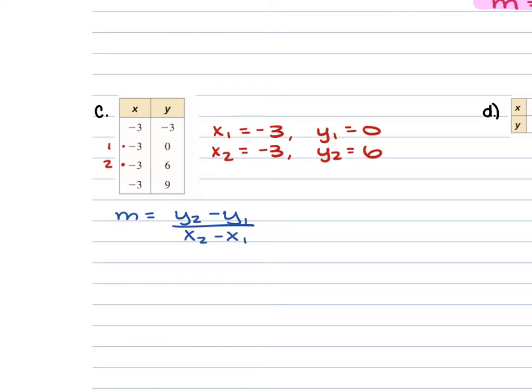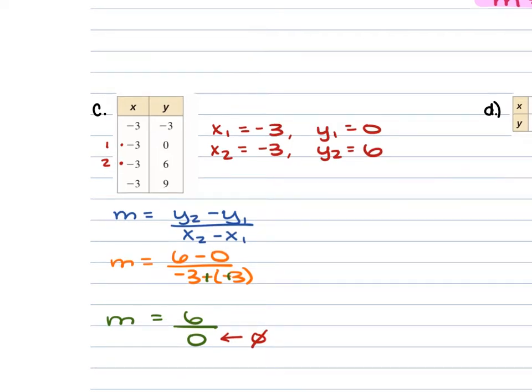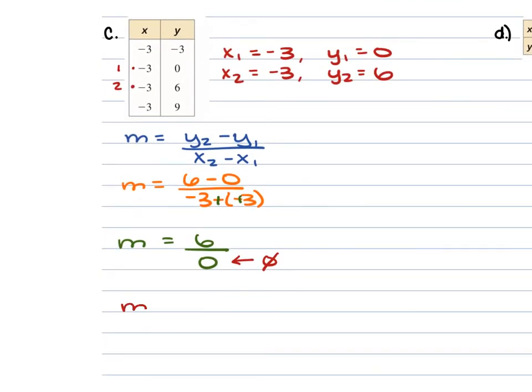So from here, I'm just going to plug my values in. I have 6 minus 0 all over -3 minus -3. The two negatives next to each other turn into positives. So I'm going to do 6 minus 0, which is 6, and -3 plus 3, which is 0. You cannot have 0 in the bottom of the fraction. 0 cannot be in the denominator. So whenever this happens, our slope is undefined.